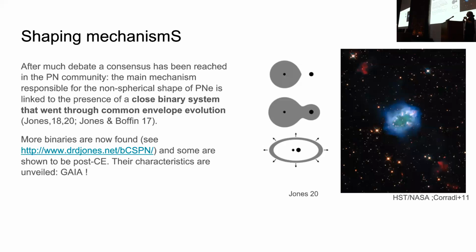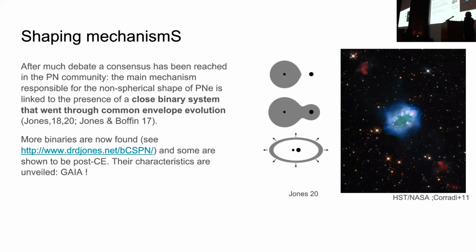So we had plenty of discussions in the field. We are a very nice community, so there were no fights, or well, more or less, to know what was the mechanism shaping those planetary nebulae, and we finally arrived at a consensus. It's binaries. The main mechanism responsible for that is the presence of a close binary system.